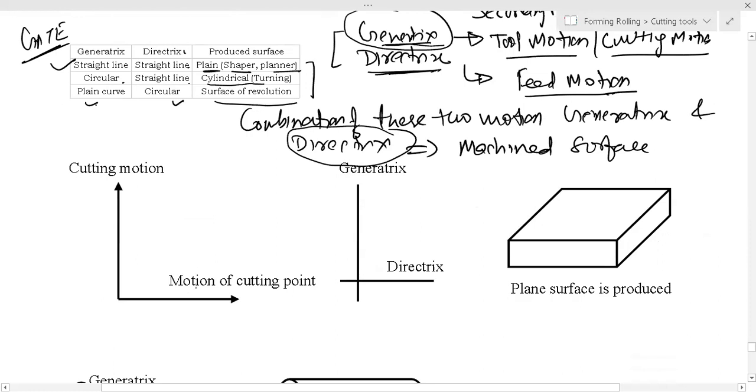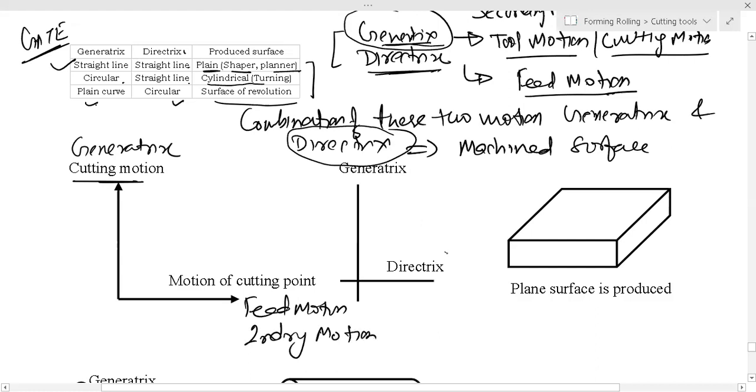So you have a cutting motion. One is the cutting motion that we call generatrix, and the other is the motion of the cutting point, which we call feed motion or secondary motion. Basically, you have one motion that is the directrix and the other is the generatrix. Both motions are straight, one moving like this and the other moving like this.